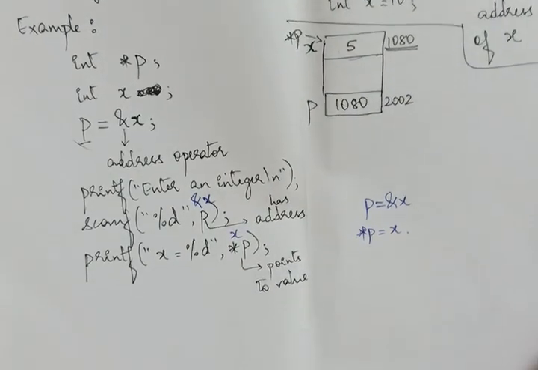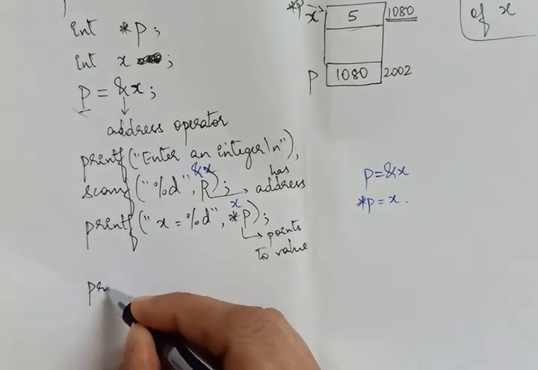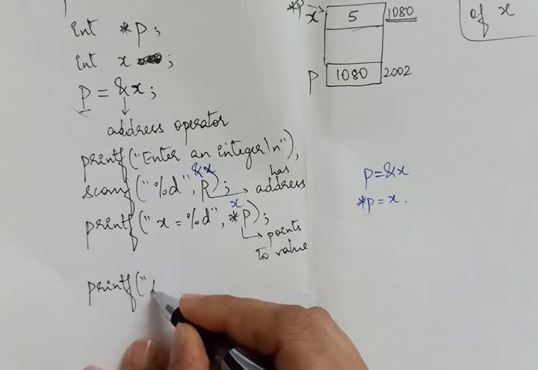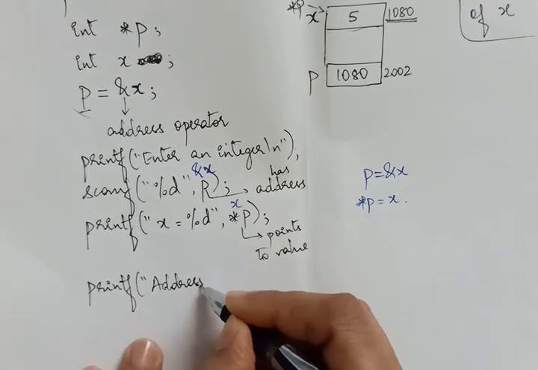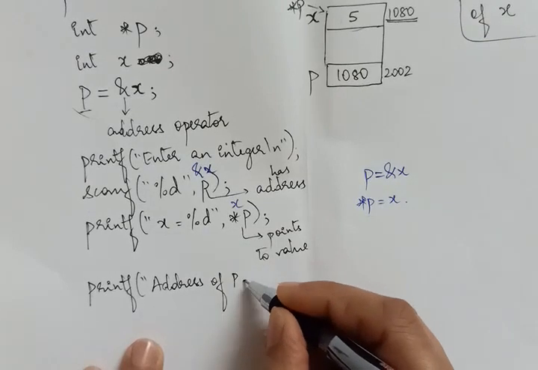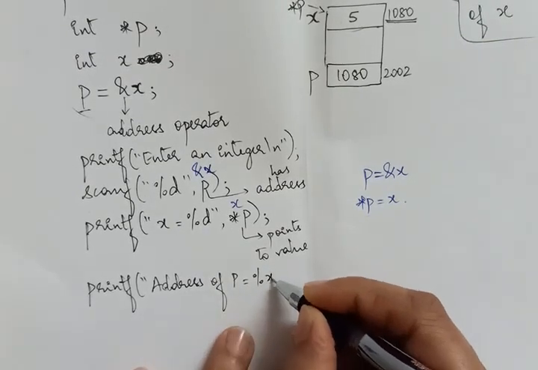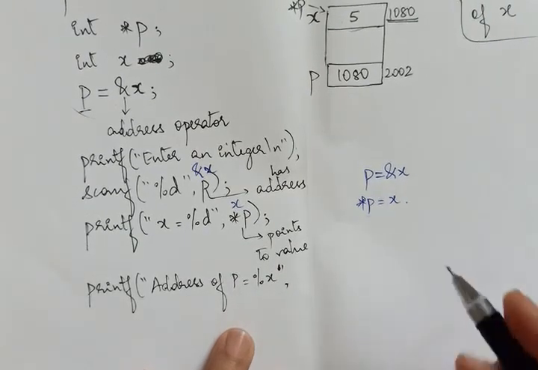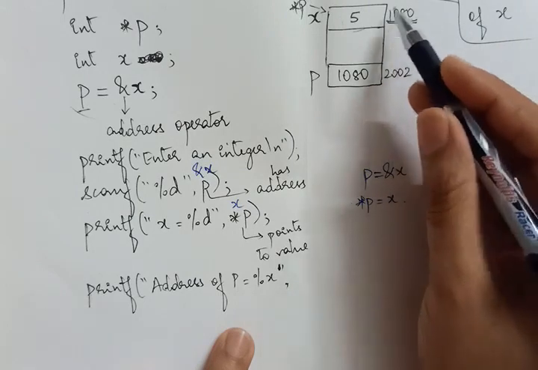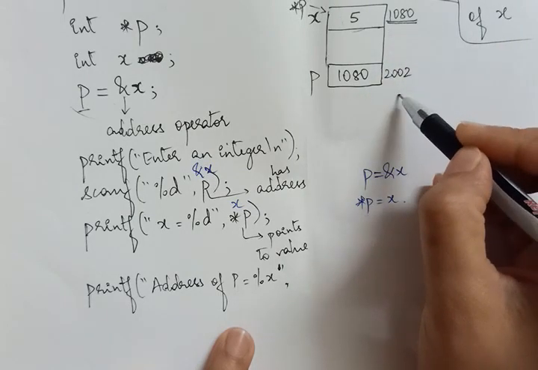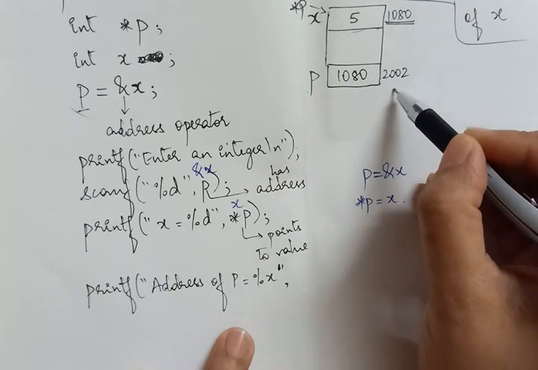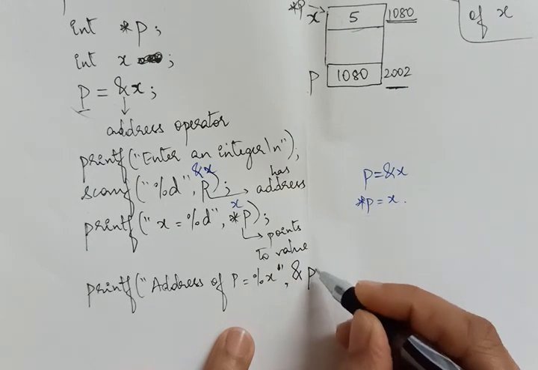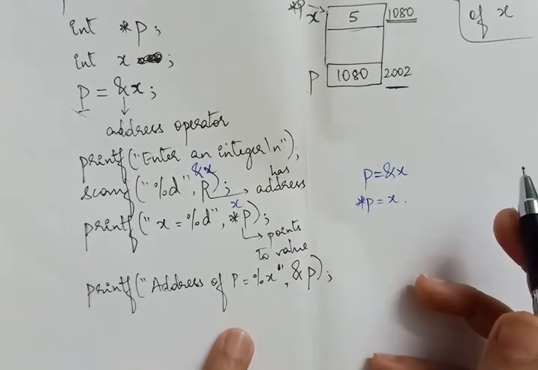Now let's see what gets printed when I'm trying to print these values. Say suppose I want to print address of P is equal to, say I use percentage x. Okay, so where is address of P? That's what I'm trying to print. Am I trying to print 1080 or 2002? So I have to print address of P, means P is stored at this address, right? When this has to be printed, what do you have to pass? Ampersand P. So this prints the address of P.